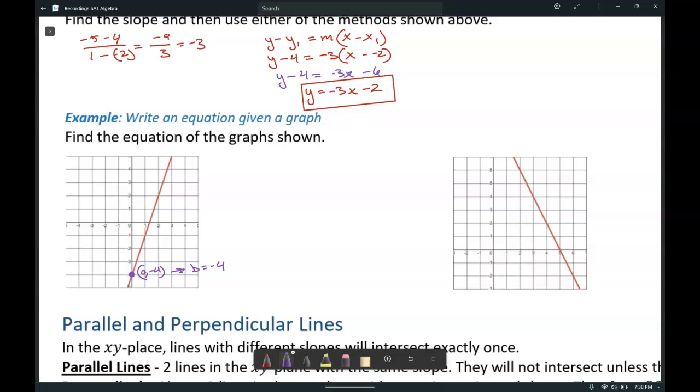So we know that b will equal -4. And then we can identify our slope by starting here and going up to another part where we cross the line. We see that we have a change in y of 3 and a change in x of 1. So if our slope is 3 over 1, that's simply 3. Our y-intercept is (0, -4). So y equals 3x minus 4 for our linear equation.